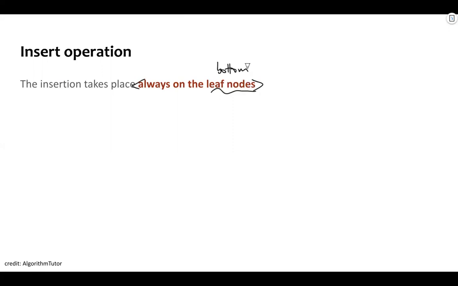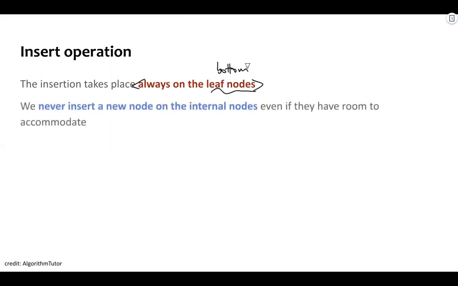And let's move on to insert operation. Insert operation takes place always on the leaf nodes. So leaf node means the bottom of trees. We never insert a new node on the internal nodes. So as you can see here, we cannot insert nodes in the middle of a tree, even if they have room to accommodate. So we are never gonna insert new items in the middle.